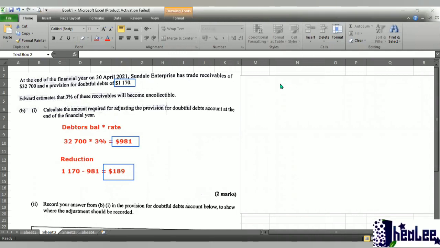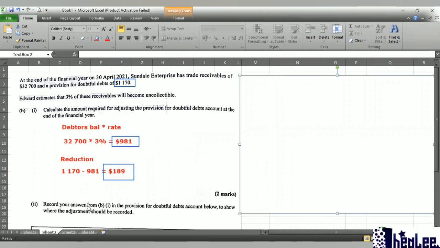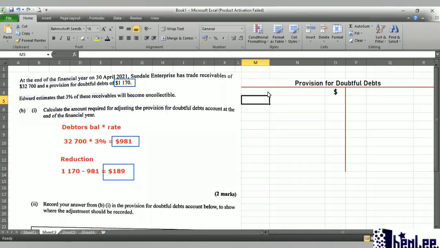Now, the next part of the question, which is part 2, asks that you record your answer from B I in the provision for doubtful debts account to show where the adjustment should be recorded. All we're asked to do based on this question is just to show whether we're going to debit or credit the provisions account with the amount that it reduces by for the period. Once there's a reduction, it is a revenue.